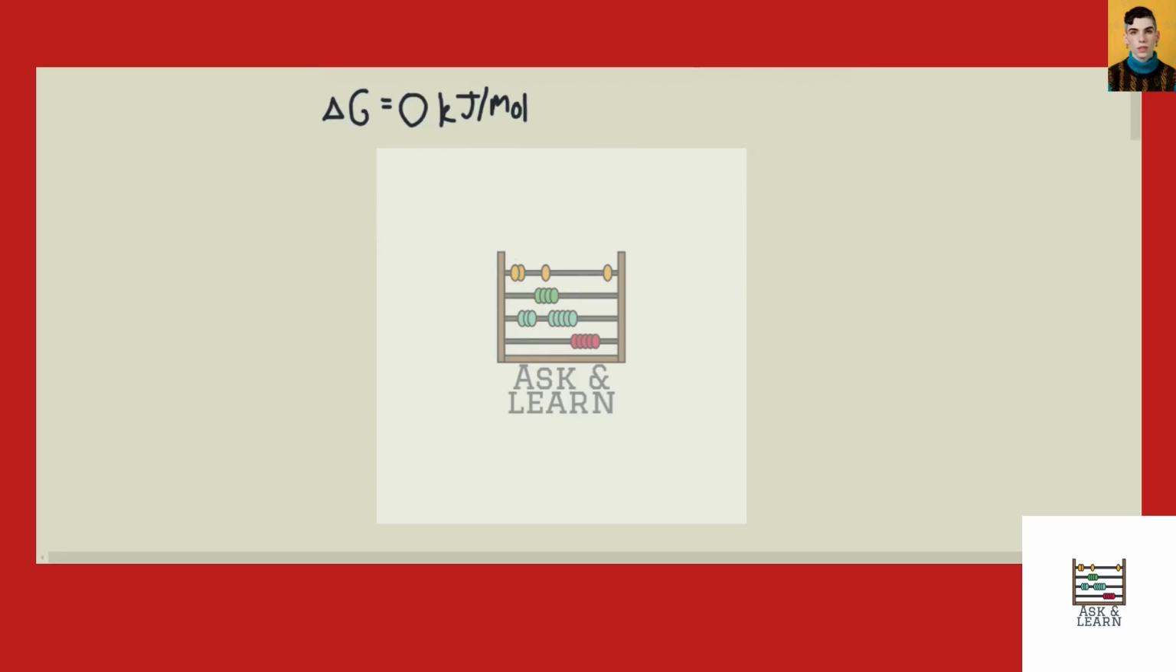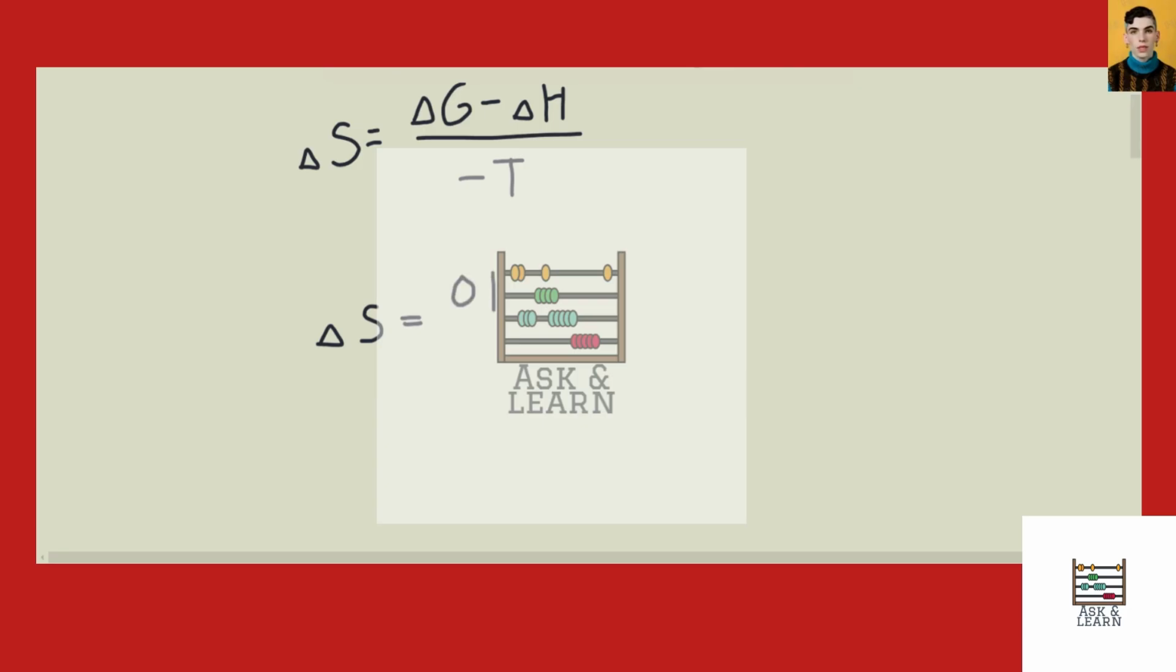And so we can rearrange that equation to form an expression for delta S to be delta G minus delta H divided by negative T. And now we plug in everything that we know. We see that delta S equals delta G, which is, again, 0 for phase changes. Then we subtract that given delta H of fusion, 2.39 kilojoules per mole.